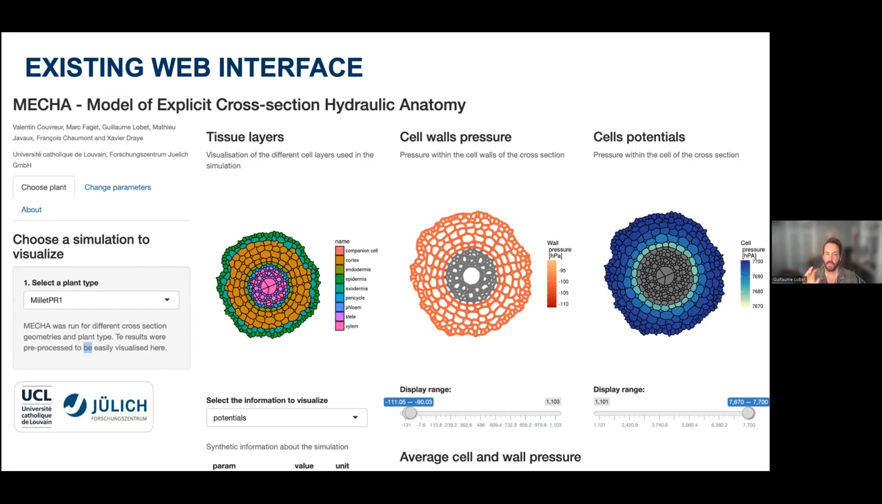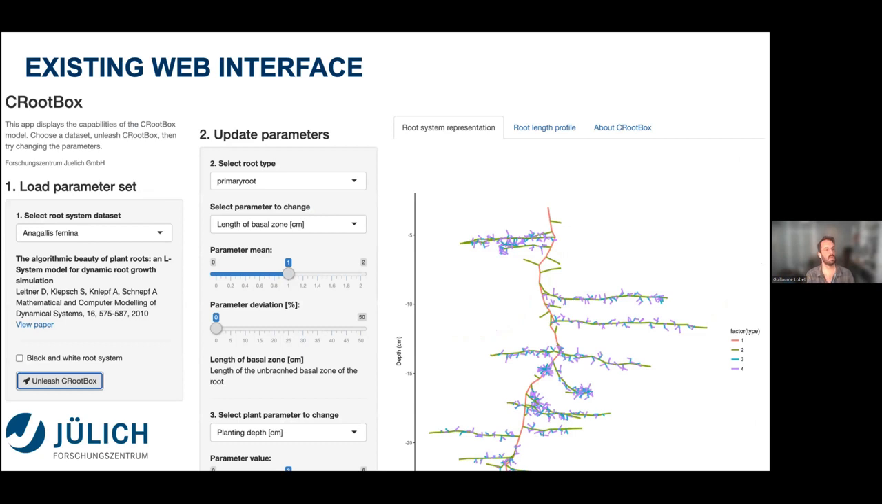For the MECHA model, again, the idea of the web interface here, we use a package called Shiny, which is developed for R, that is very easy to use and allows you to put a push button interface around the different models. So in this case, you can simulate water flow in different cross sections. We also have one for CPlantBox, where you can select different plants, change the different parameters, and see the effects of these changes on the output of your simulation.